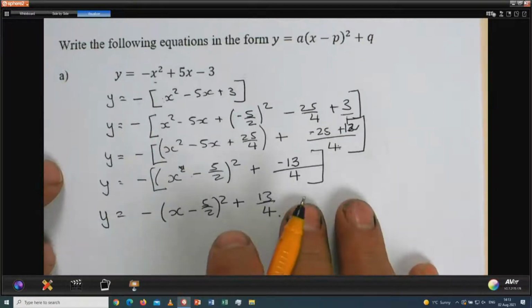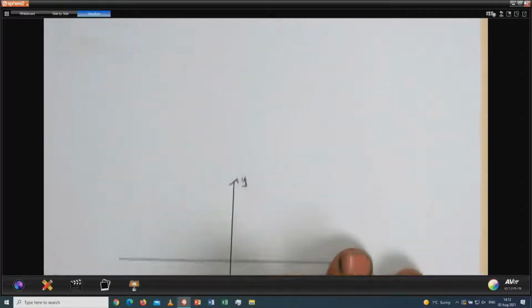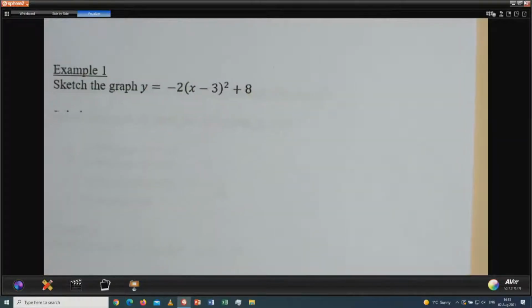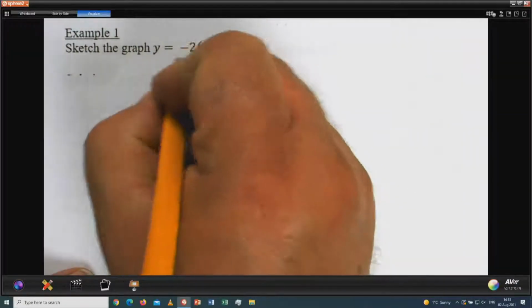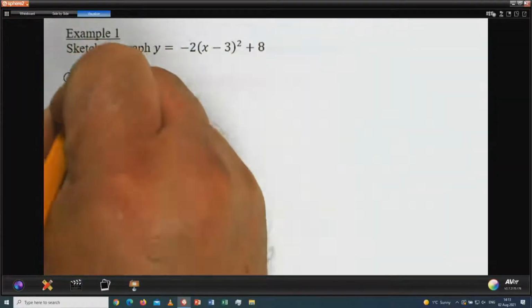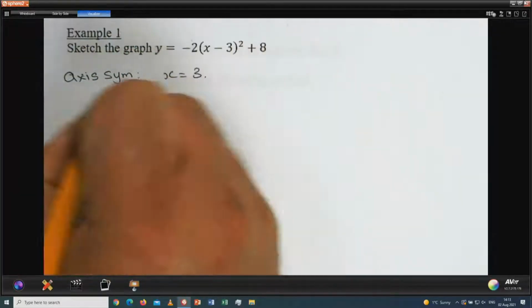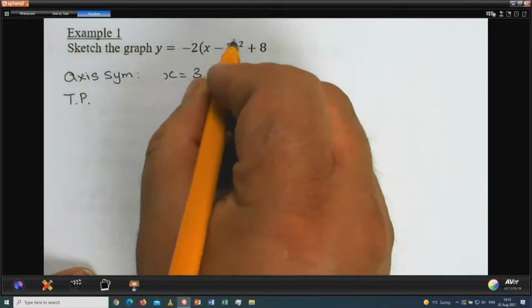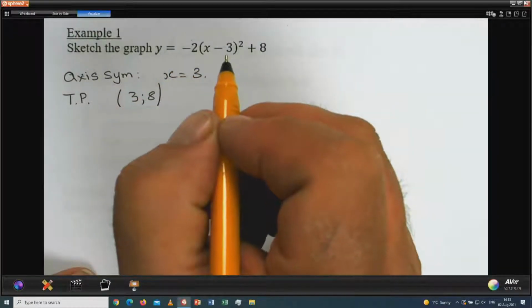In the next sum, we've got to sketch the following graph. We're going to sketch the graph of y is equal to negative 2 brackets x minus 3 to be squared plus 8. Now your first step: a is negative, so we know it's going to be hands down. Now your axis of symmetry, we can say x is equal to the opposite sign of this, which is 3. Your turning point in this case is the opposite sign of this, and that value as is, so it is 3, 8 is your turning point.